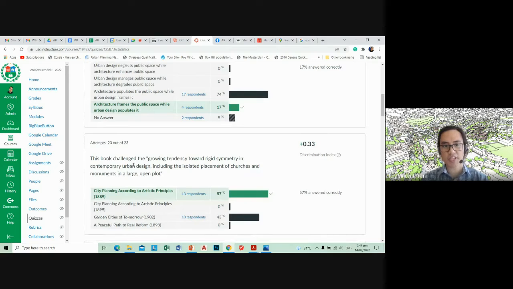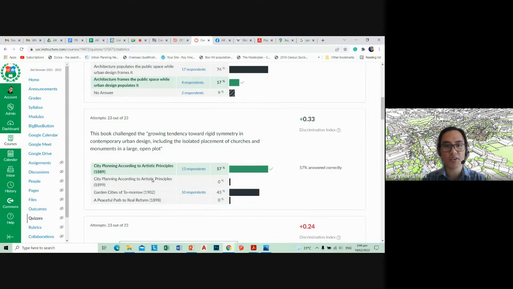Next, this book challenged the growing tendency towards rigid symmetry in contemporary urban design, including the isolated placement of churches and monuments in a large open plot. So most of you got this: the 1889 City Planning According to Artistic Principles, written by Camillo Sitte.